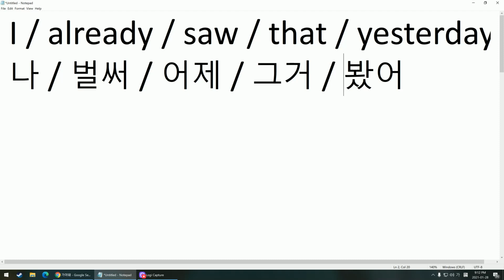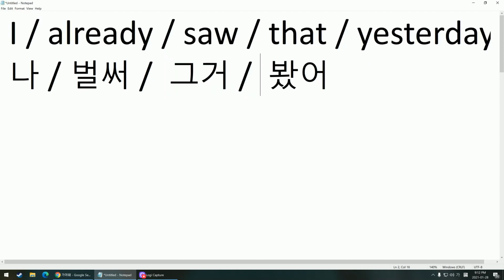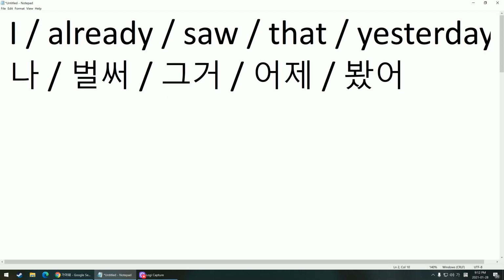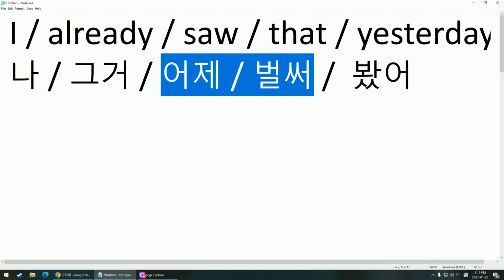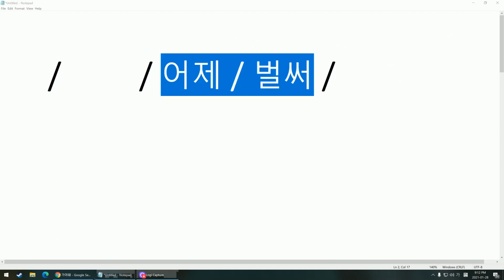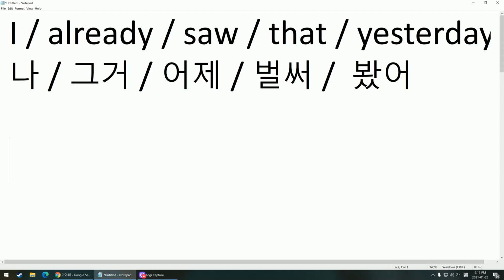You know? Or you could switch these around. Like, 나 벌써 그거 어제 봤어. Or 나 그거 어제 벌써 봤어. The order of these two doesn't really matter. And that's good because we already have a really long sentence.